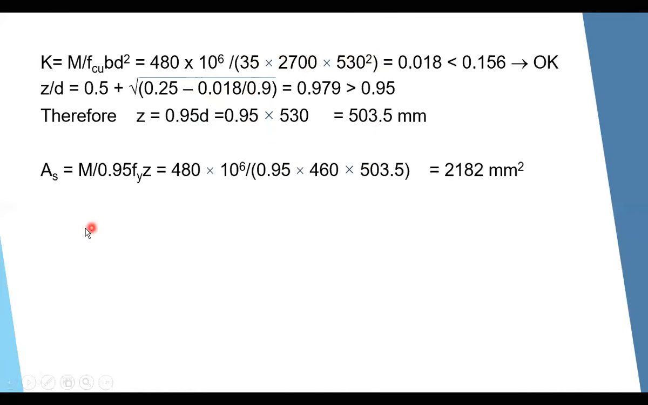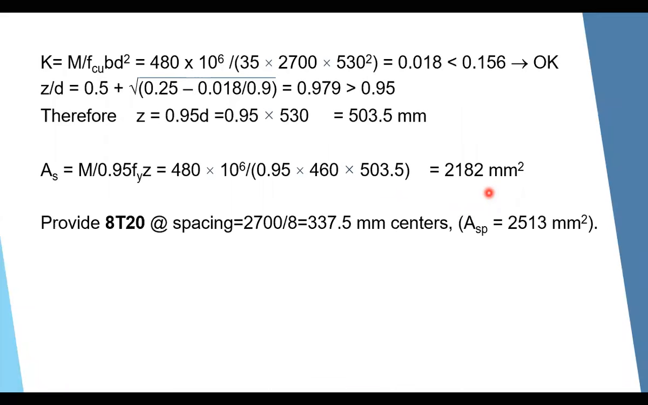Now we can get the reinforcement, As, the area of steel required, equals M over 0.95 fy times z. Substitute with the values of M, fy, and z. So we can get the required area of steel reinforcement in the horizontal direction, or X direction, equals 2,182 millimeter square. So we can now choose a diameter and get the number of bars. We choose diameter 20 millimeter and we got 8 bars, T20. T here means we are using high yield steel, or fy 460 megapascal. We can calculate also the spacing approximately.